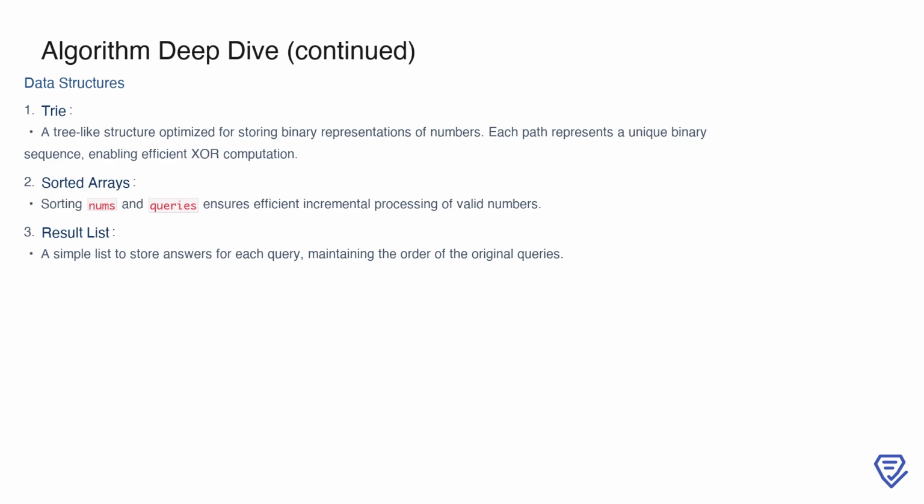We also rely on sorted arrays for both nums and queries, which ensure that we can process numbers and constraints incrementally, minimizing redundant operations. Finally, the result list is a simple but essential structure for storing and returning the answers to each query. Together, these data structures work in harmony to provide an efficient and scalable solution to the problem.